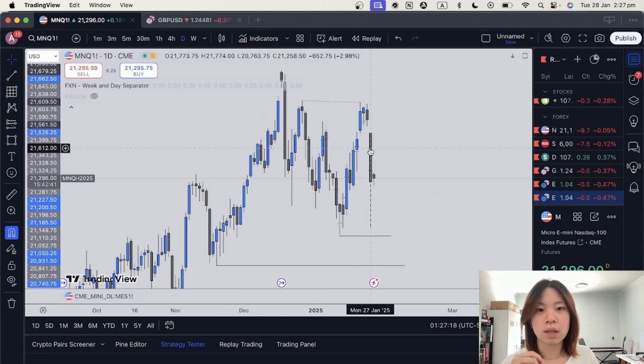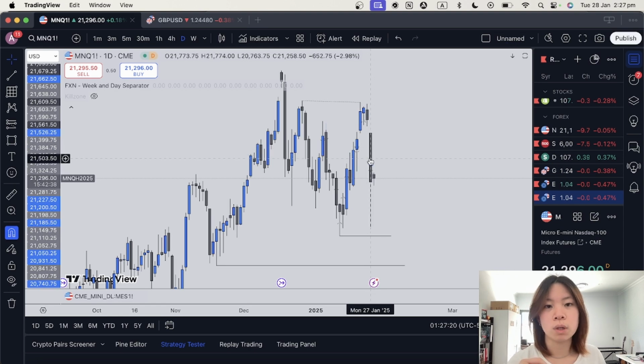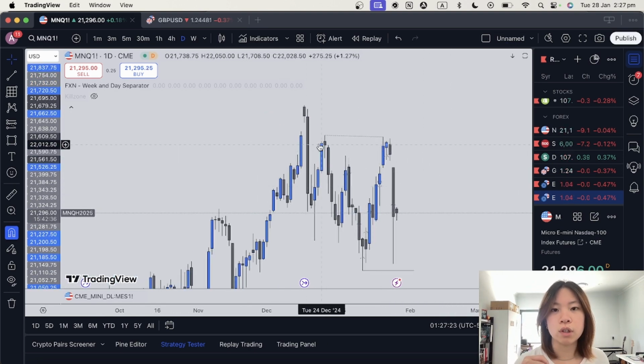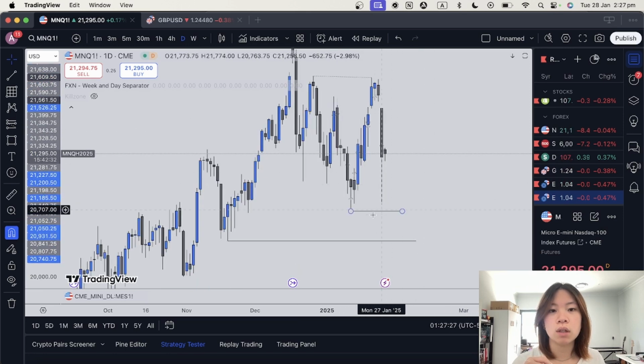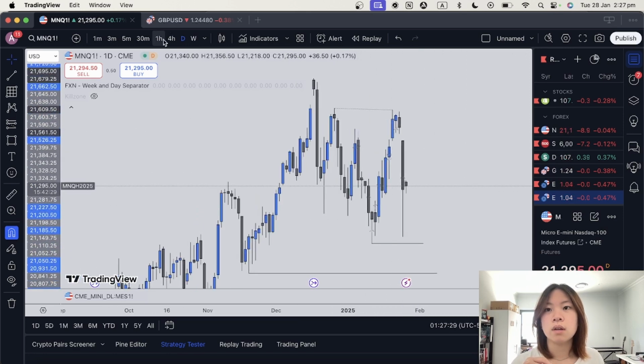So right here, this is that Monday candle, so we can see that it was pretty bearish. We have this daily bearish fair value gap right here getting respected, and we have this SMT right here put in, so that's my draw on liquidity there.